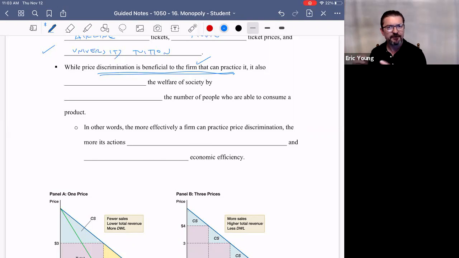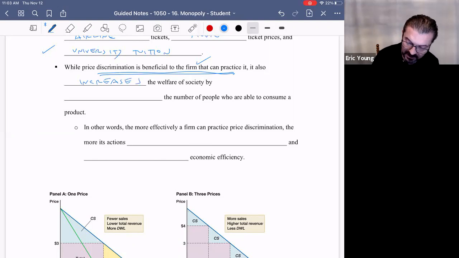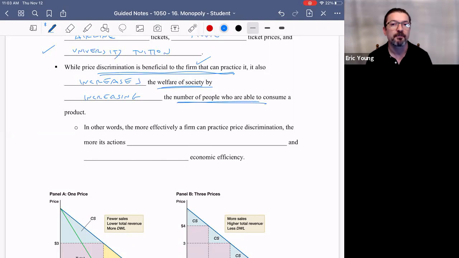Interesting. It's definitely good for the firm, but it can also be good for society, because at its core, if price discrimination is done well, it will increase the welfare of society by increasing the number of people who can buy a product. Remember that dead weight loss is the condition that arises when not everybody who is willing and able to buy the product can get it.